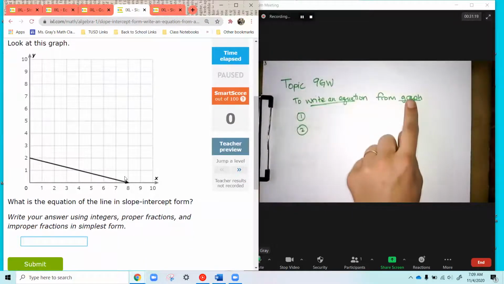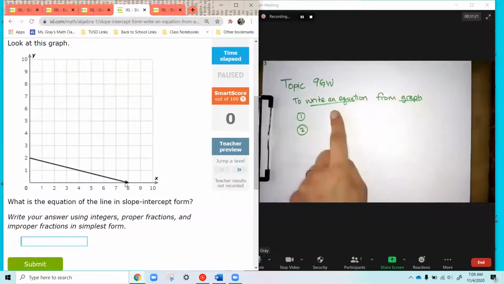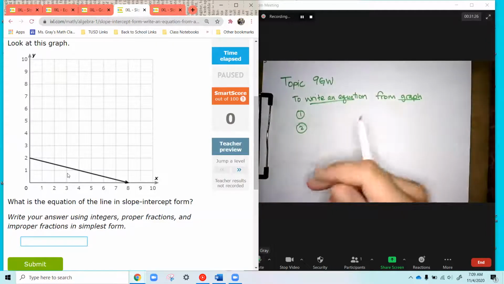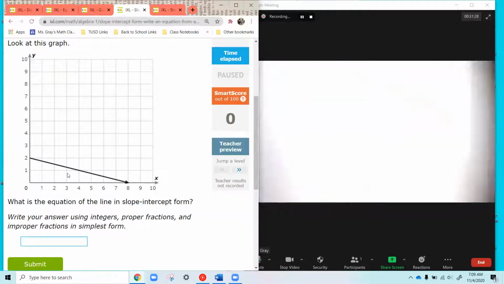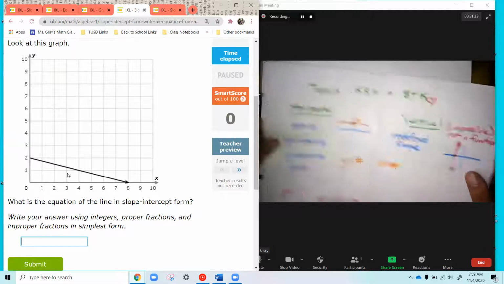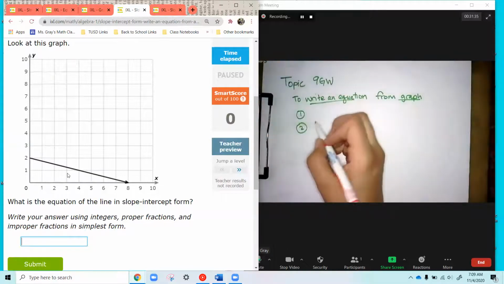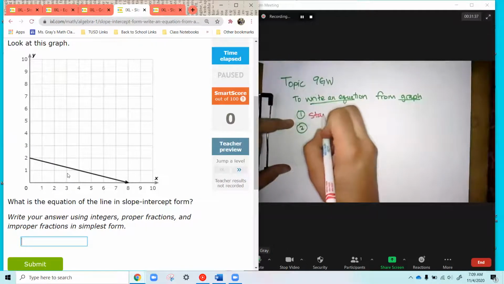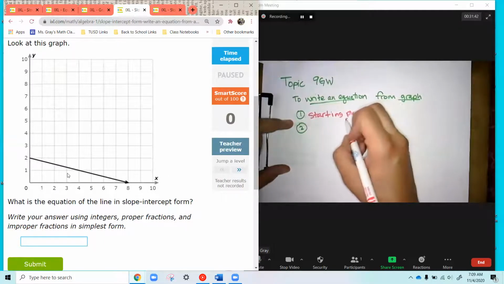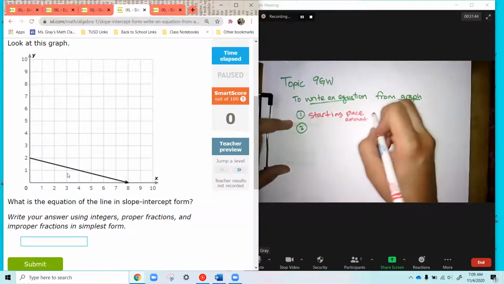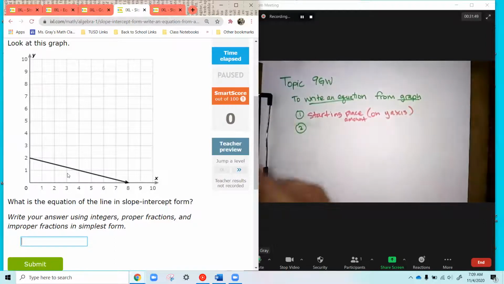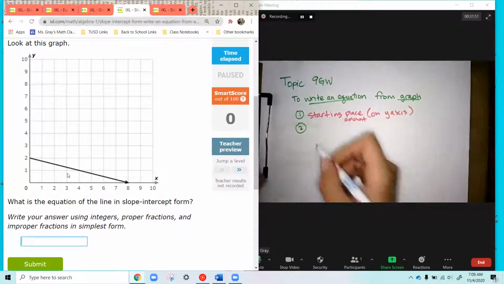So if you're looking at a graph and you want to make an equation, so you're turning a graph into an equation, basically you just need two things, right? Those same two things that we keep talking about over and over and over again. The starting amount and the next place you go. So I'm looking for the starting place or amount on the y-axis, and then the other thing I want to know is where it goes next.